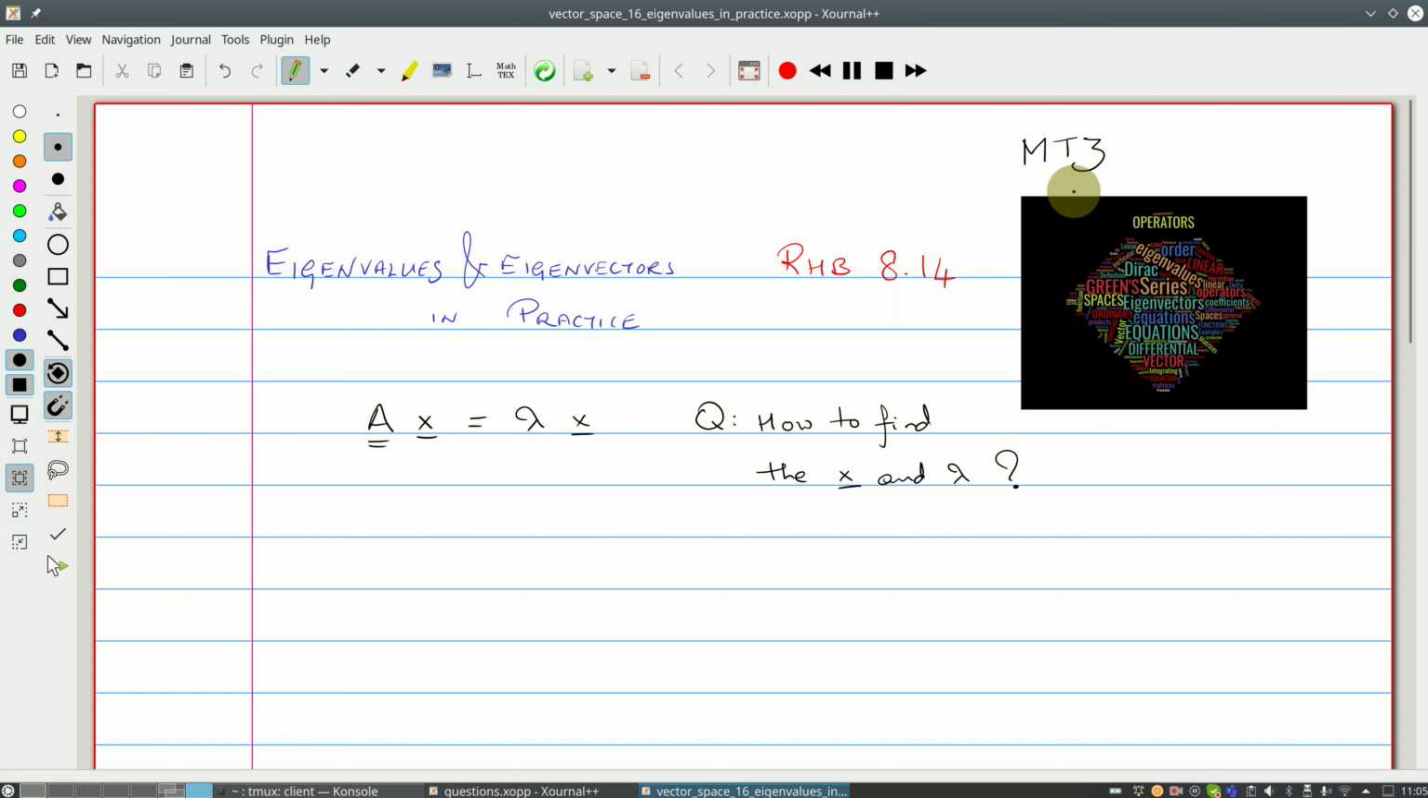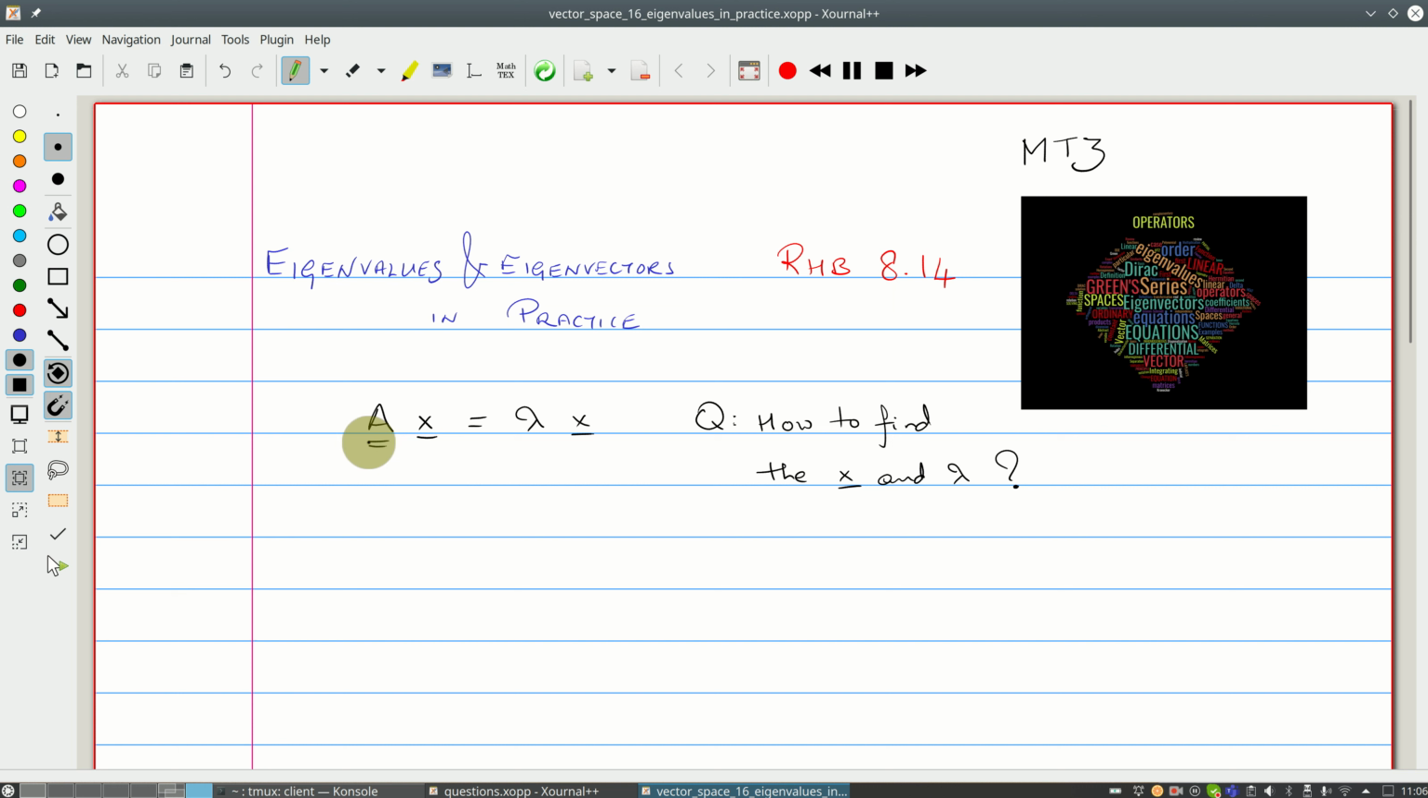We are now on eigenvalues and eigenvectors in practice. So basically, given a matrix, how do you compute the eigenvectors and eigenvalues? Now this is discussed in Riley, Hobson and Bence section 8.14, and I require you to read this in parallel with this recording.